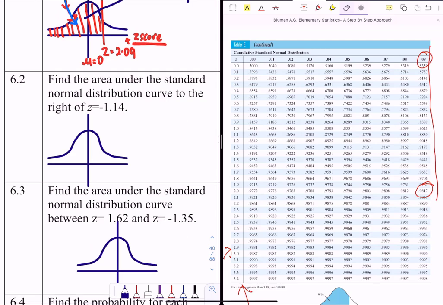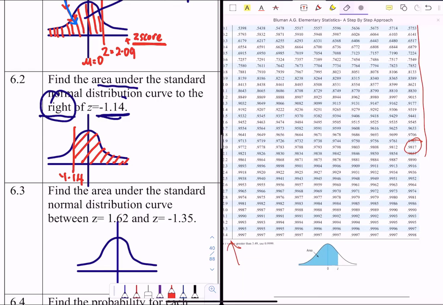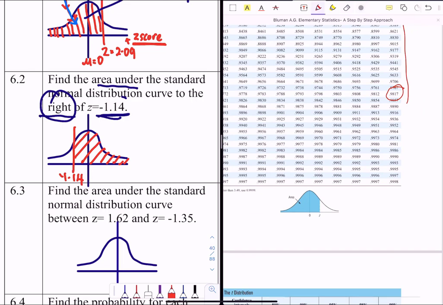Second one, 6.2. Find the area under the standard normal distribution curve to the right of z equals negative 1.14. Jadi to the right, right kanan lah kan. Kita ada negatif 1.14 to the right. Jadi we need to find the area. Kamu kena ingat, graf ni dia bukan bahagian sini. Dia not at this part. Dia on the left part.